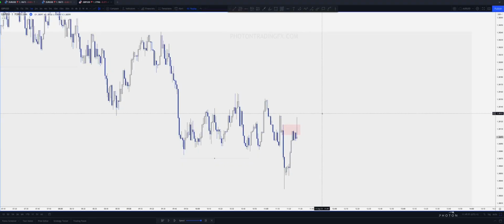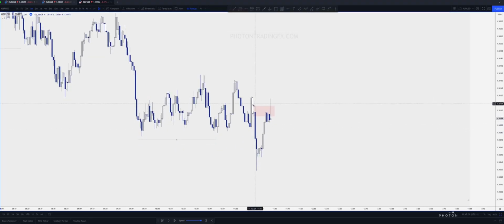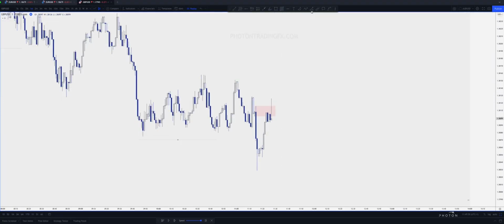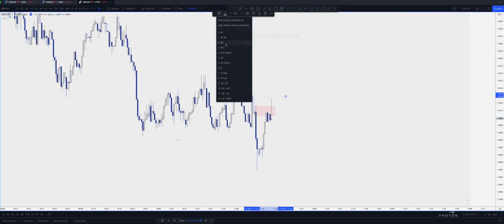So we're starting to react. Remember, the reaction is key. Right, so that kind of validates that the supply zone is a decent supply zone. We have now wicked above it, but for me, we don't have that change of character until we get a break of this high here.